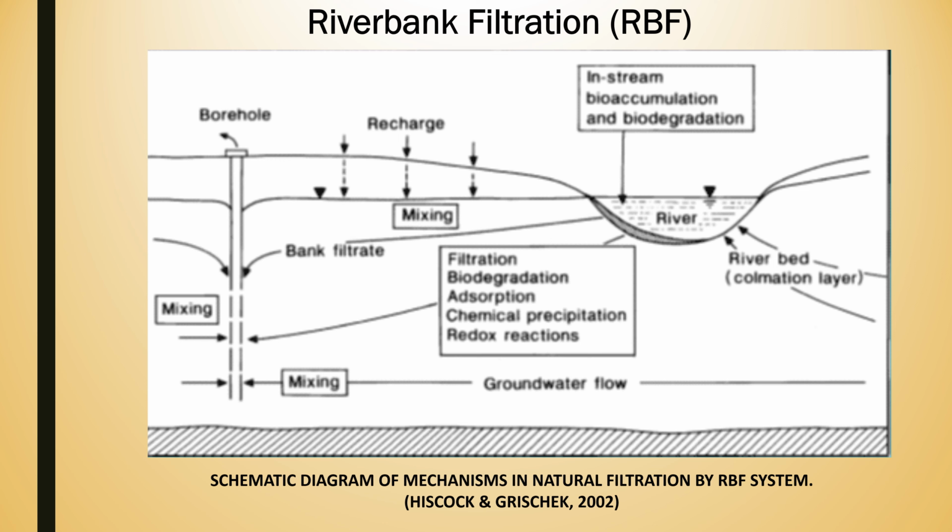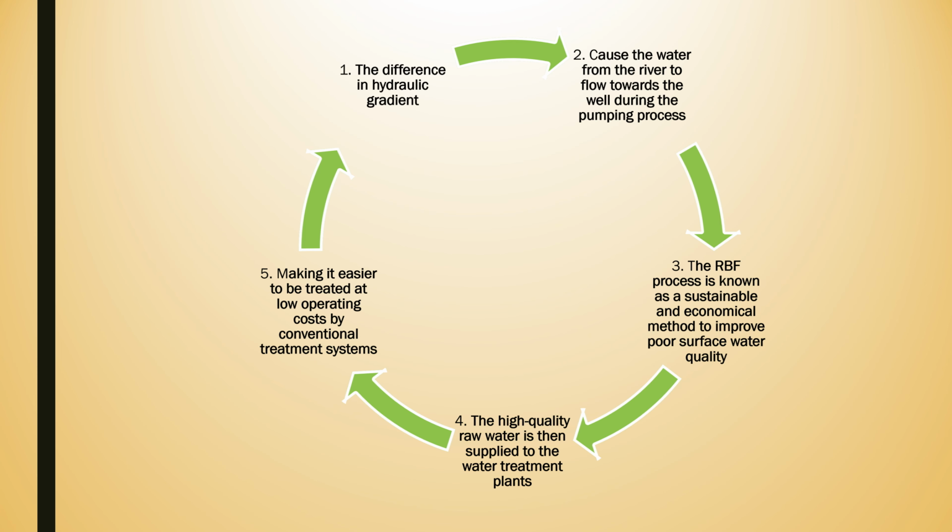This is the bank filtration from the river. And this is the recharge, in-stream bioaccumulation and biodegradation. So the riverbed accumulation layer. And then the water is absorbed here, and the bank filtration here. The difference in hydraulic gradient causes the water from the river to flow towards the well during the pumping process. Then the RBF process is known as a sustainable and economical method to improve poor surface water quality.